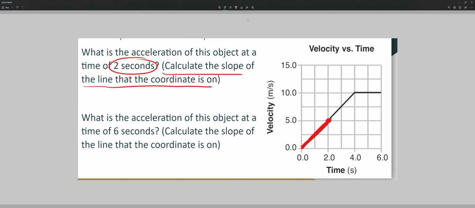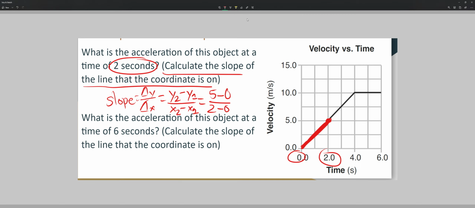Then my slope is delta y over delta x, which is essentially your change in y over your change in x. So you're doing your second y minus your first y, and your second x minus your first x. Your second y here is 5, your first y is 0, your second x here is 2, and your first x here is 0 as well. So your slope essentially is 2.5 meters per second squared.